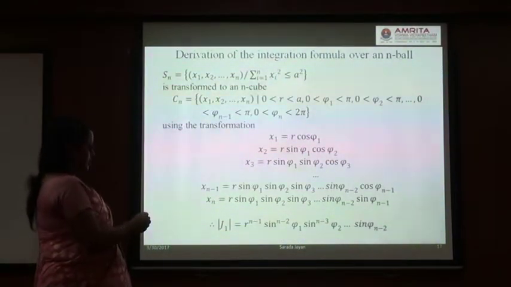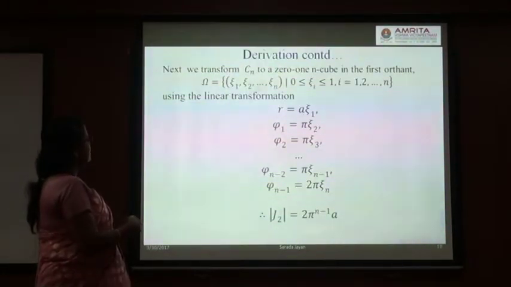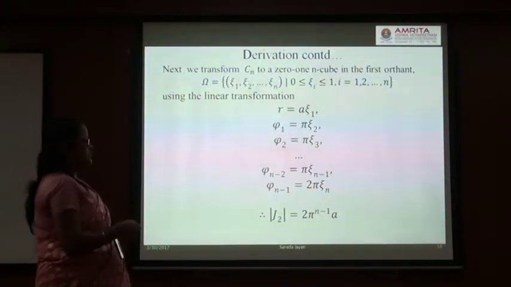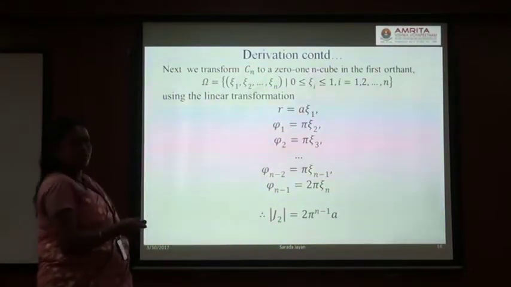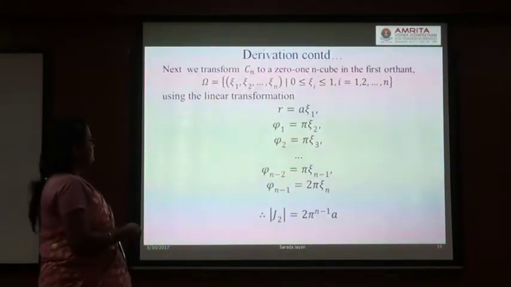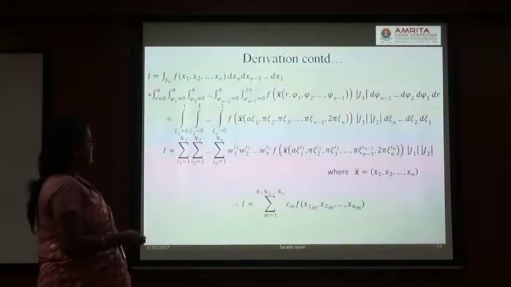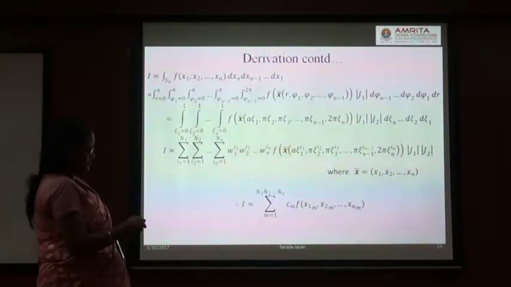So the derivation completely goes like this. This is a complete transformation. And this is the second transformation which we apply, the linear transformation, which transforms the n-dimensional cuboid to an n-dimensional 0, 1 cube. And finally, this is the formula.